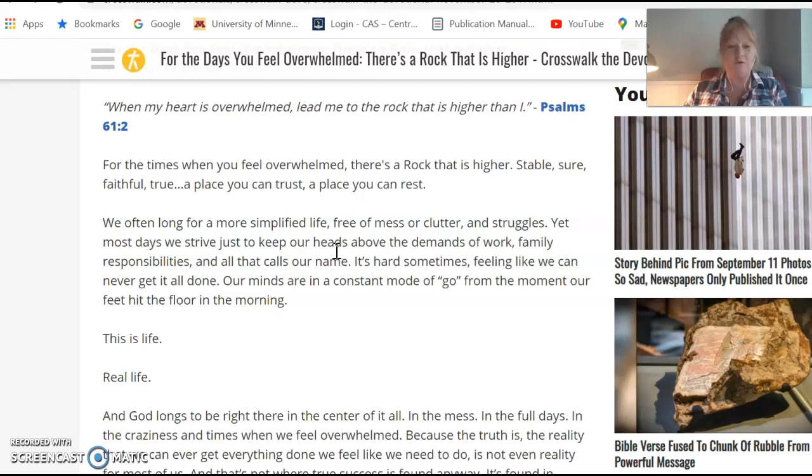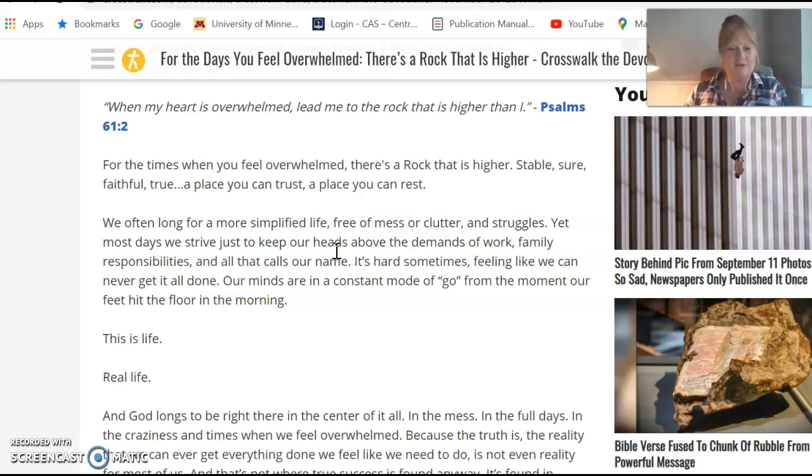We often long for a more simplified life, free of mess or clutter and struggles, yet most days we strive just to keep our heads above the demands of work, family, responsibilities, and all that calls our name. It's hard sometimes feeling like we can never get it all done. Our minds are in constant mode of go from the moment our feet hit the floor in the morning. That is life, real life.